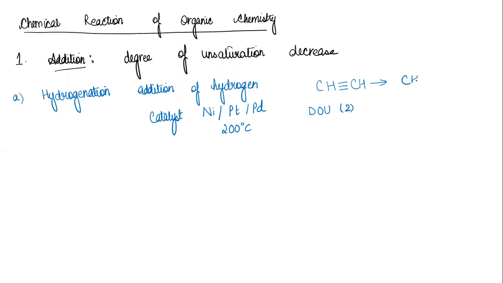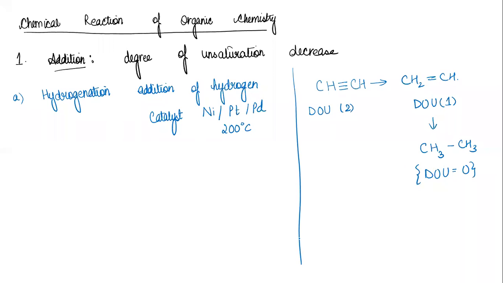Add hydrogen on each side. Now, what is the degree of unsaturation in this? Only 1 pi bond. Further, if you keep on adding 1 hydrogen on each side, the degree of unsaturation will become 0. That means what? What is happening in the whole process? The degree of unsaturation is decreasing.